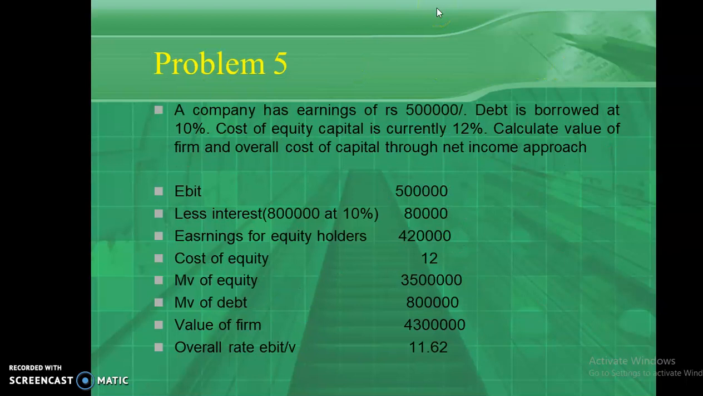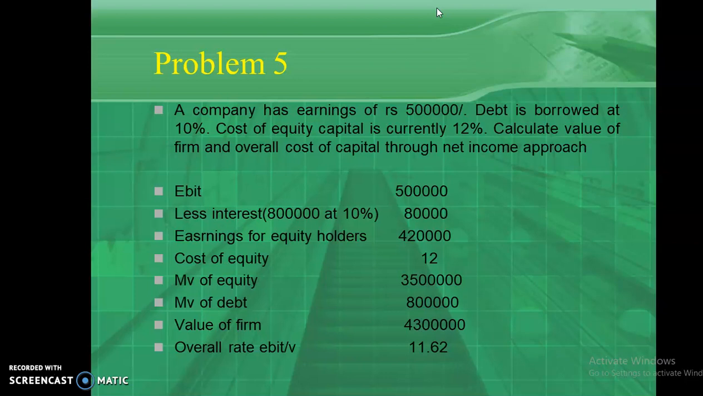Then the last question. A company has earnings of rupees 5 lakh, debt is borrowed at 10%, and cost of equity is currently 12%. Calculate the value of the firm and overall cost of capital through the net income approach. So you know that earnings are already given. Earnings are known as EBIT. So EBIT is 5 lakh rupees.